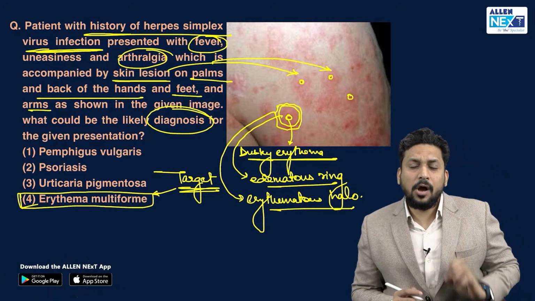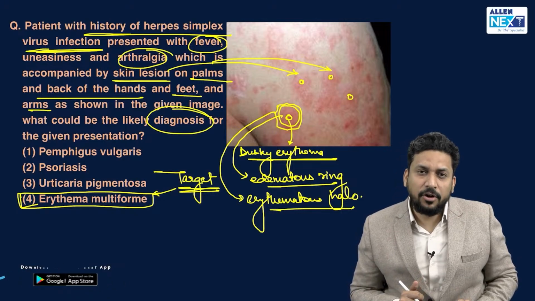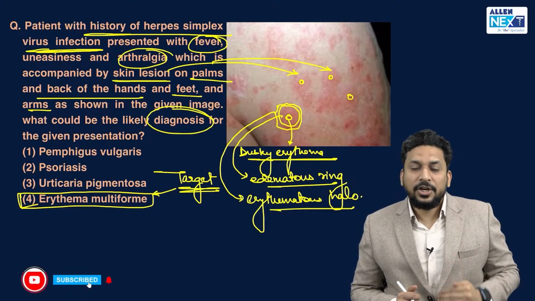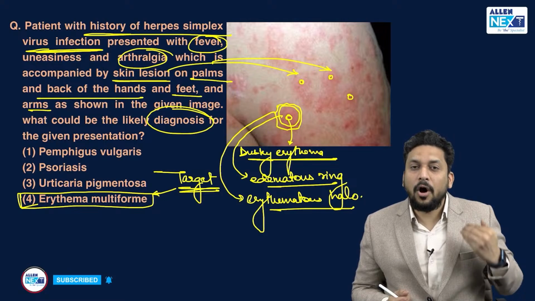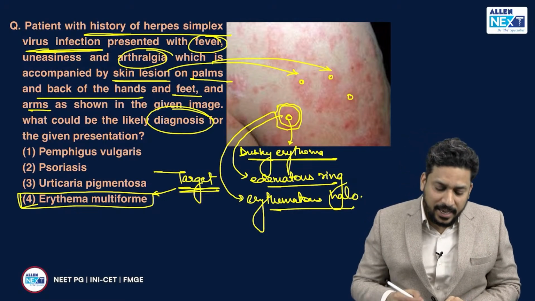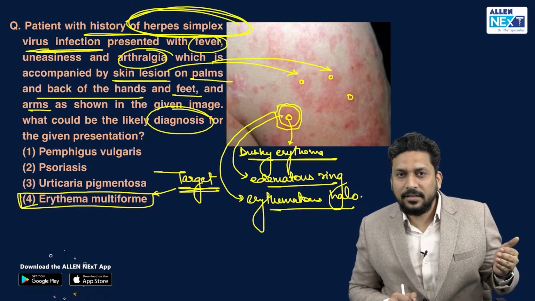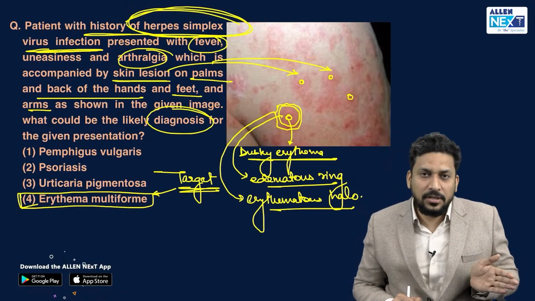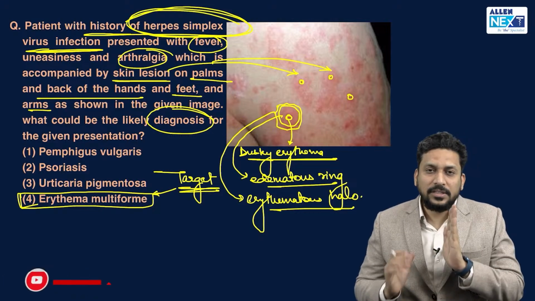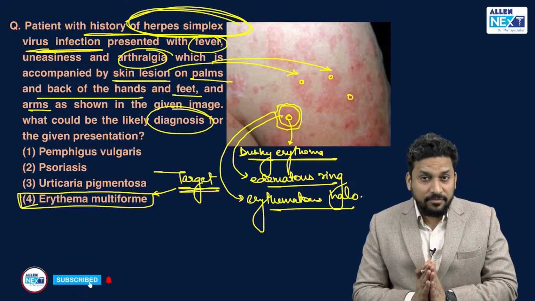And do you know what is the common etiological factor for erythema multiforme? Yes, it is generally due to viral infections or drugs. Viral infections like herpes simplex virus. So there is a predisposing factor, that is herpes simplex virus infection, followed by target lesions. All these are pointing towards erythema multiforme.